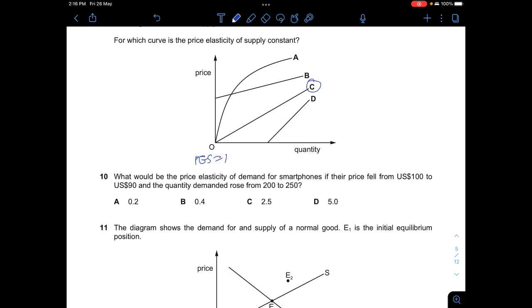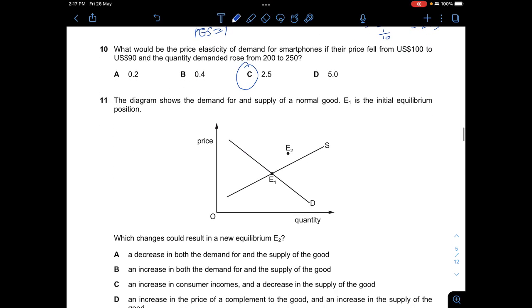Okay, so for question 10, what would be the price elasticity of demand for smartphones if the price fell from $100 to 90 and the quantity demanded rose from 200 to 250? This one we can calculate by using the formula, which is the percentage change in QD over percentage change in price, which would be 100 minus 90 over 100, over the quantity demanded rose from 200 to 250, so 250 minus 200 over 200, which would give me 1 over 4, and then 1 over 10. We move this up and down, we get 2.5, so the answer is C.